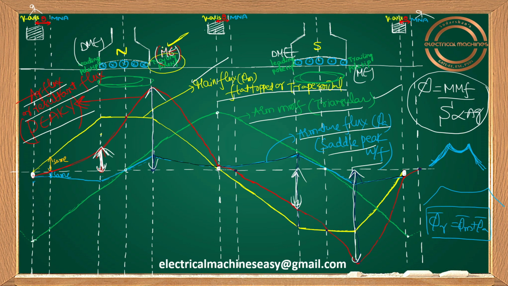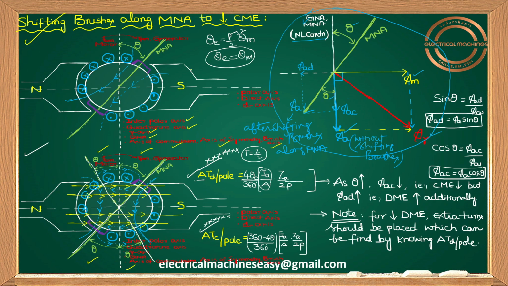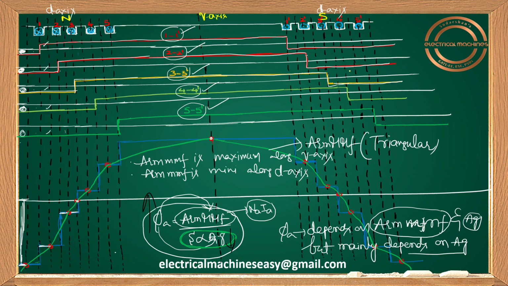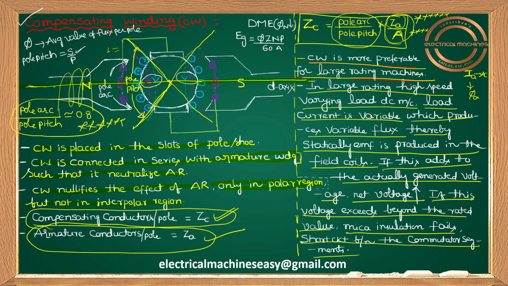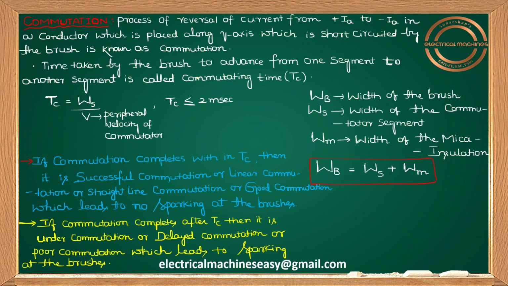Okay. So see, the magnetizing effect is at the trailing pole tip. I already explained this by using waveforms, or if you want, I will show you this one also. At a trailing pole tip the magnetizing effect is there, and the maximum amount of flux is there. Whenever the conductor cuts this maximum flux, indirectly the EMF induced in a conductor under the trailing pole tip will be more. If that EMF exceeds a particular value, obviously the mica insulation between the commutator segments becomes short circuited and flashover will come.